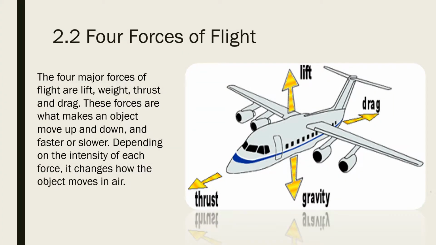As we all know, there are four forces that act on a flight. The four major forces are lift, weight, thrust, and drag. These forces are what makes an object move up and down, faster or slower. Depending on the intensity of each force, it changes how the object moves in air.